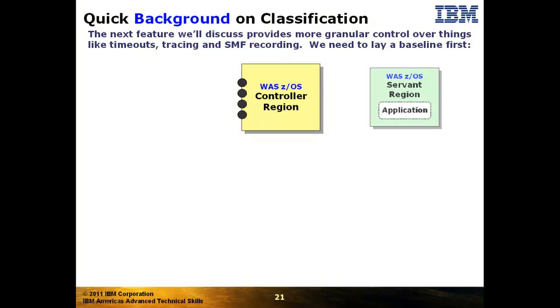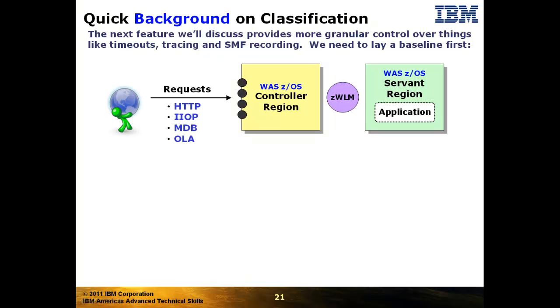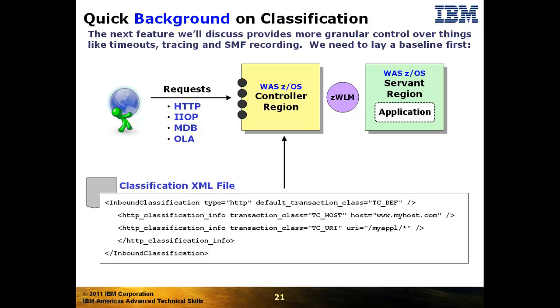We start with the split JVM model of WASZOS, with a controller region and a servant region, and WLM sitting between the two. The input types come in a variety of flavors: HTTP, IIOP, message-driven bean, and WOLA. An optional function of WASZOS is the ability to provide a classification file to WAS so that inbound requests may be identified and assigned a WLM transaction classification.